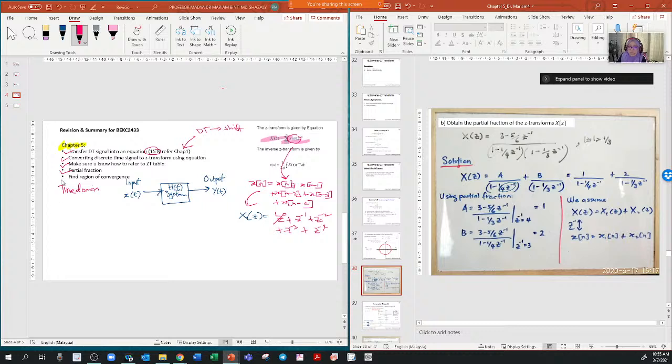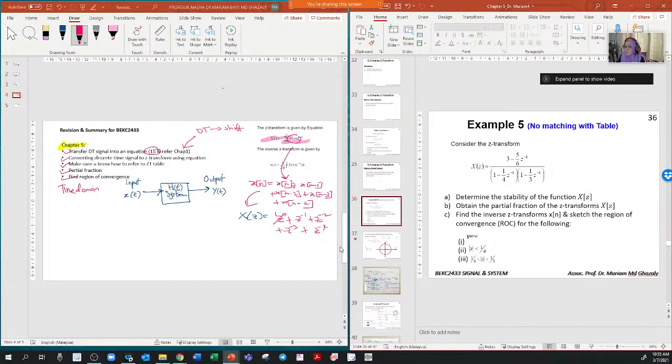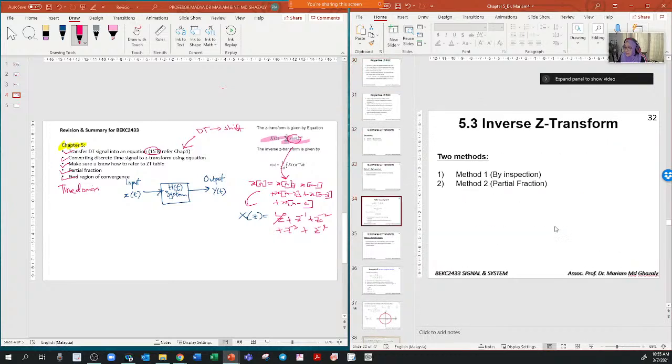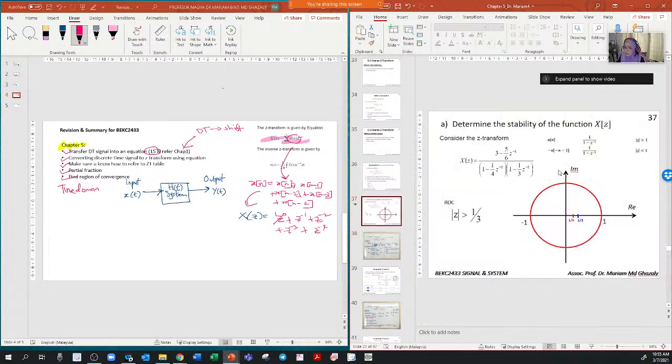And lastly, understand how to plot the region of convergence. The region of convergence is important to be plotted, by referring to the table. If you see example 5 here, after you find out the region of convergence, normally, to determine stability, you know that this is the equation referring to the table: 1 over 1 minus Z to the power of minus 1.